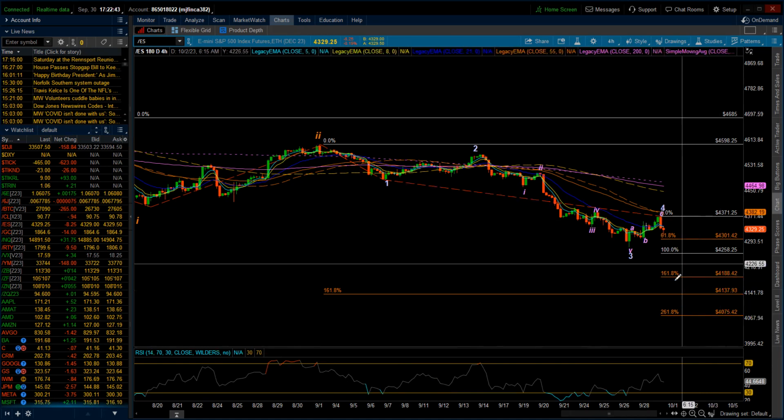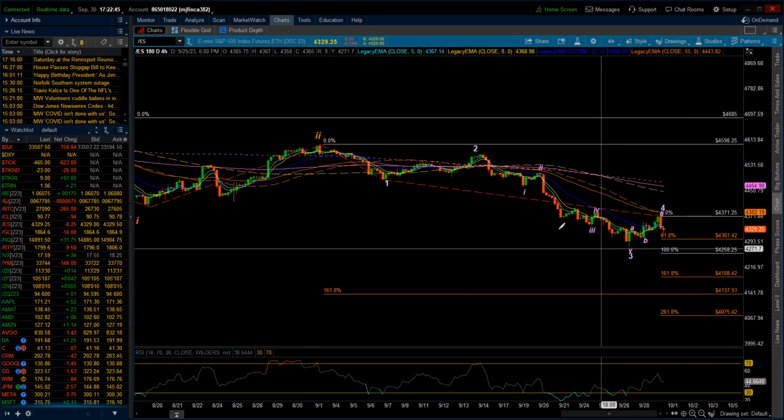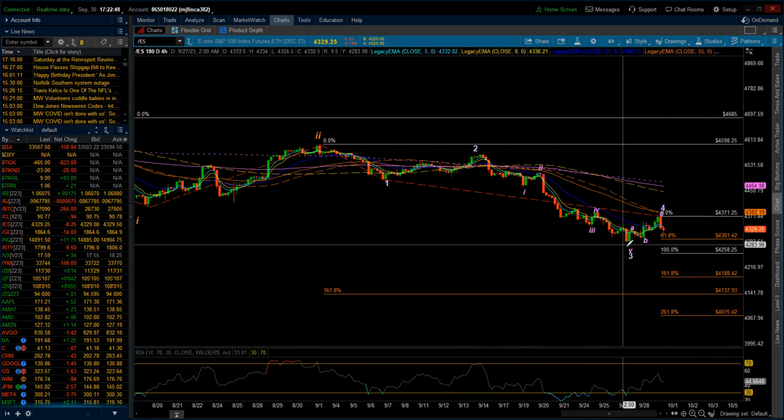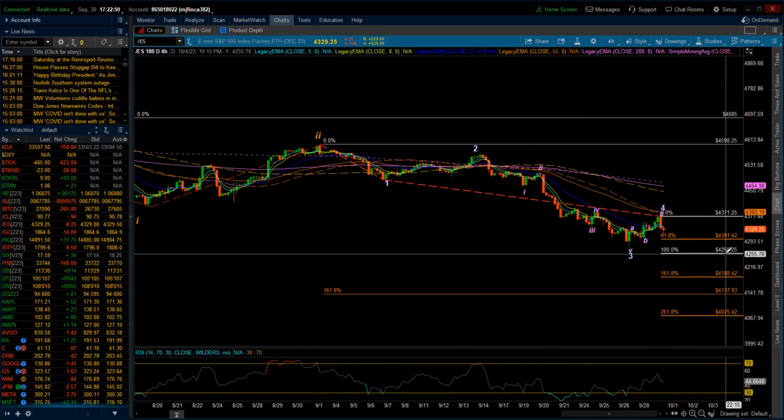S&P can do that pretty quick. So again, still looking for some downside. At least it's got to get below there, and I would think it's got to get below there.